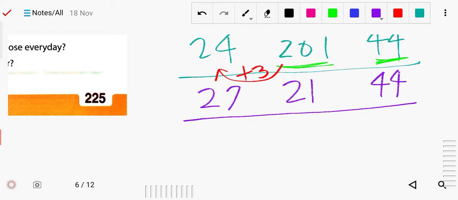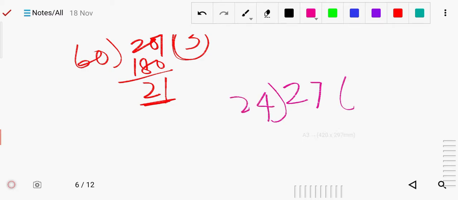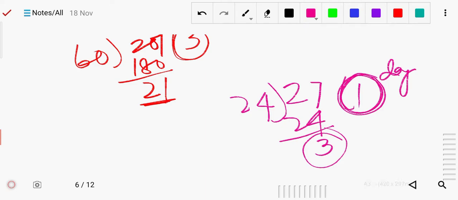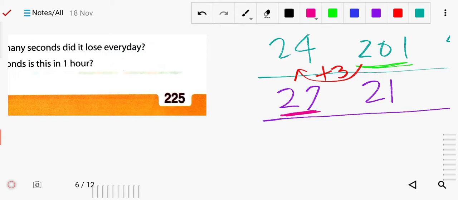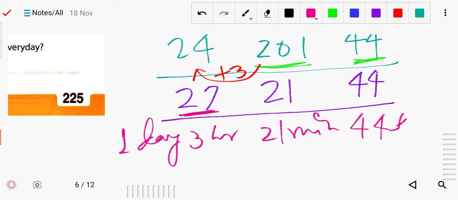Now one more thing you can also do. Here is 24. As I told, in the day part you can write maximum up to 23, but here it is 27. So again you can divide this 27 by 24. One time 24, so there is a remainder. This one now becomes a day, because in one day there are 24 hours. So you can write here 1 day. Now only 3 is left. So this is 3 hours, 21 minutes and 44 seconds. So this is your answer.